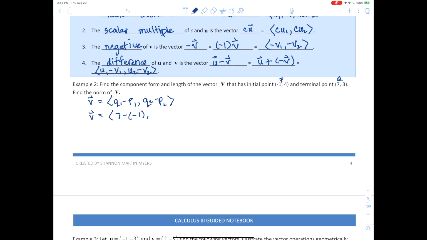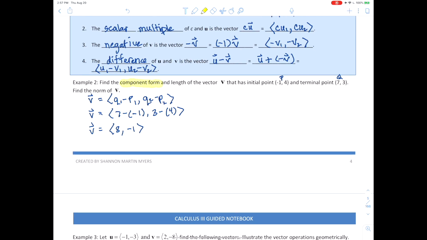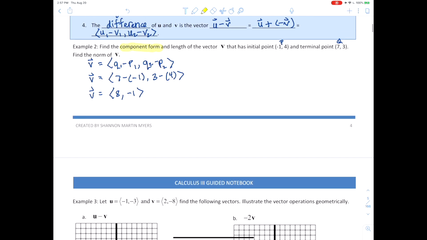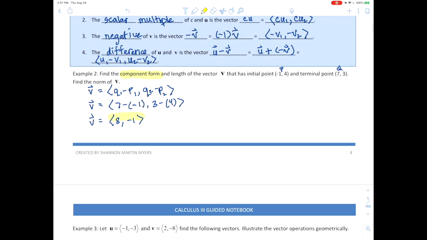And then Q2 is 3, and minus P2 is 4. Cool so far? All right, so V then would equal <8, -1>. How'd you do? Awesome. So this is the component form. So right here, what did they ask us to find? So the component form of V is this right here.